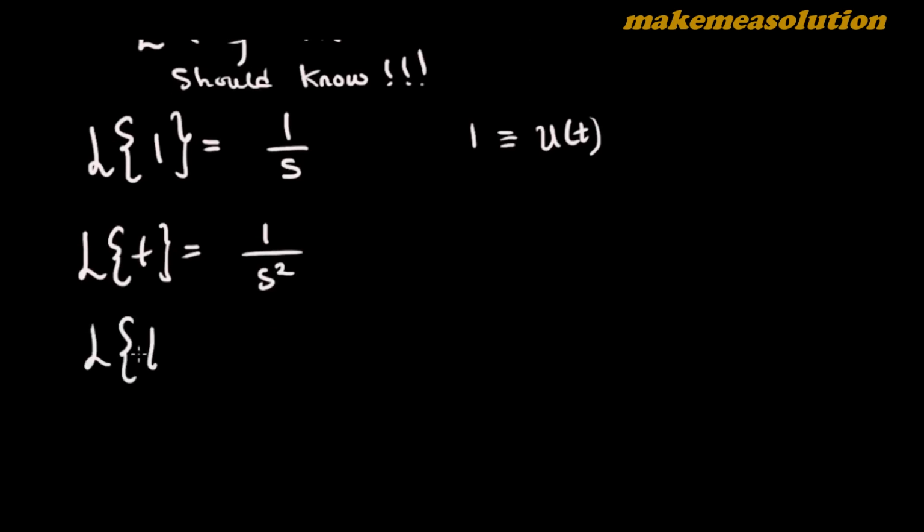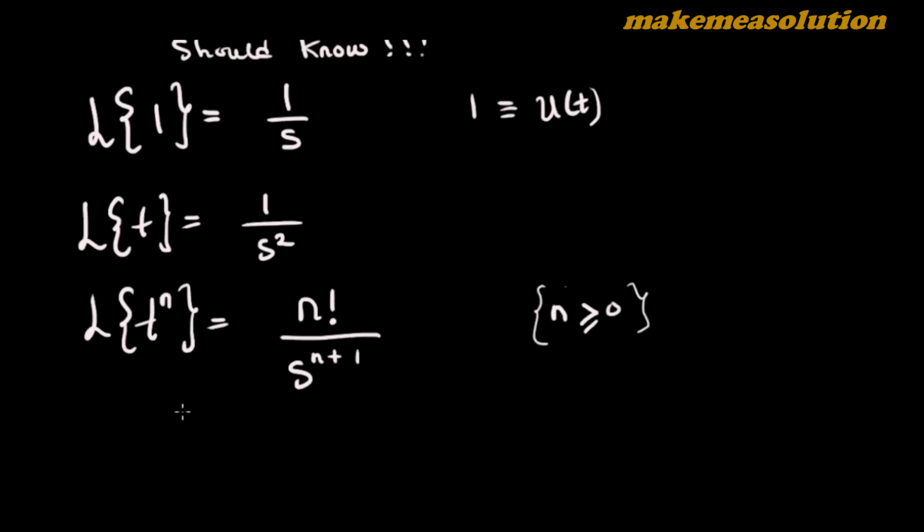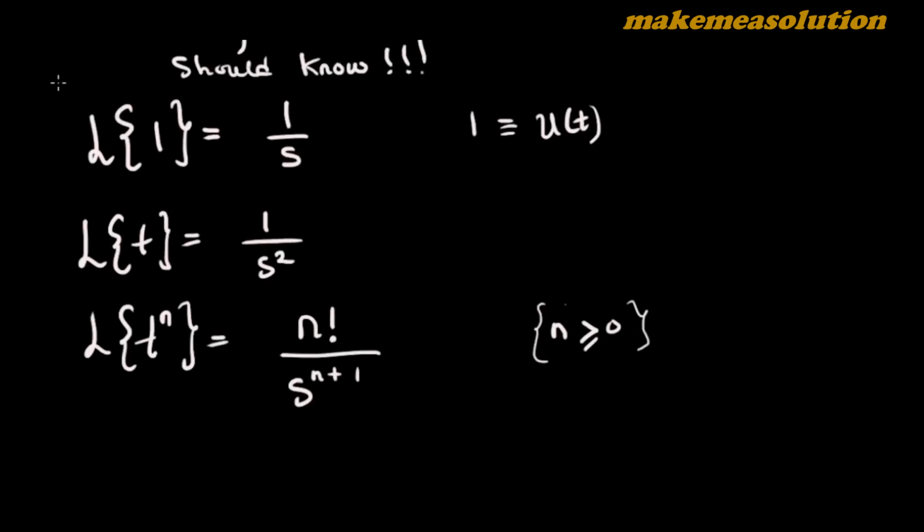The Laplace transform of t raised to the power of n can be written as n factorial over s raised to the power of n plus 1. Okay, so this is the general formula for the Laplace transform of t raised to the power n, where n is greater than 0, or n is greater than or equal to 0, if I'll put it like that. So this is for polynomials: Laplace transform of 1, t and t raised to the power of n.